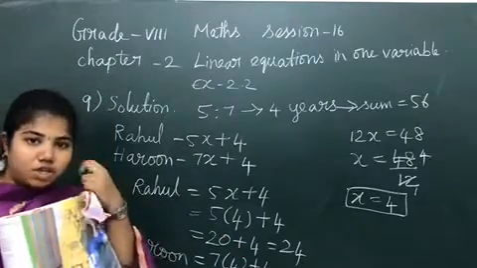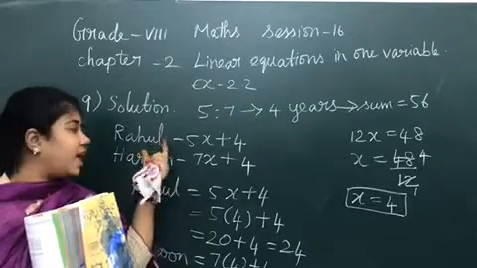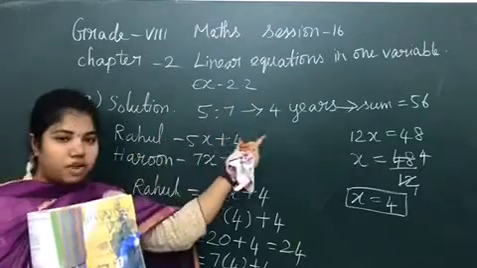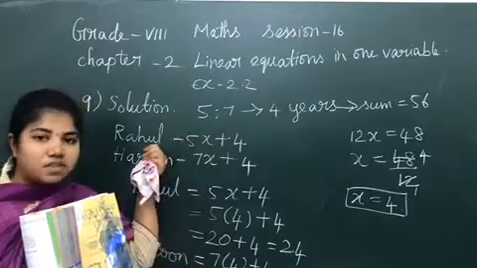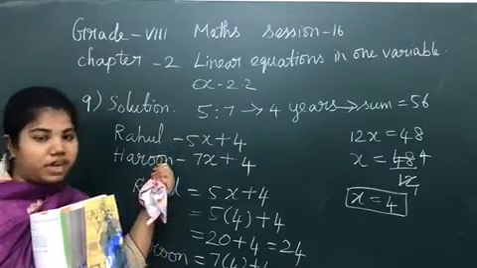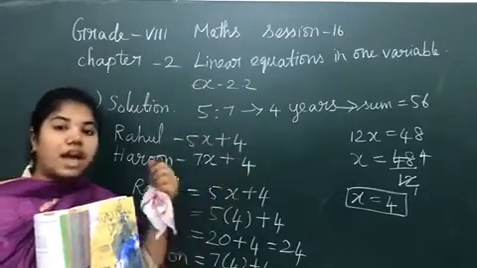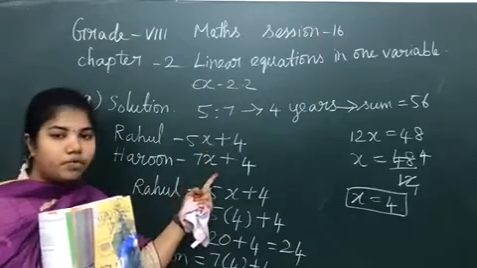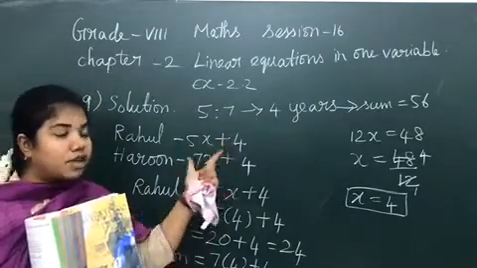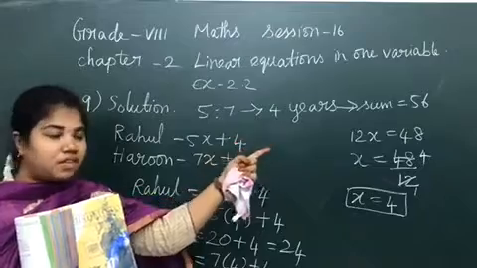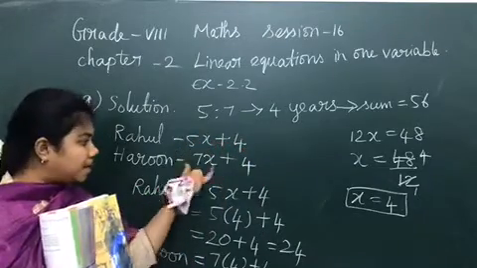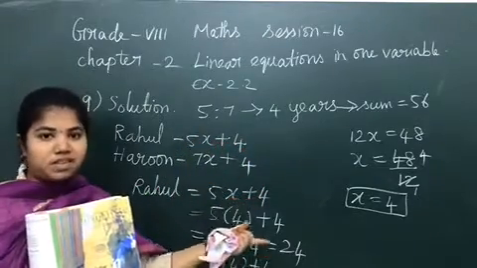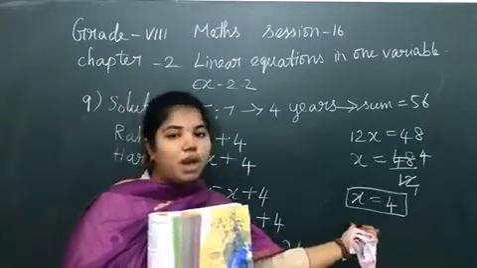What is given in the question is the ratio of the ages of Rahul and Harun is 5:7. So I have taken Rahul's age as 5x and Harun's age as 7x. After 4 years is given, so I have to add 4, so plus 4 for each. And then if you sum these two, you will get 56. So 5x plus 4 plus 7x plus 4 is equal to 56. If you solve, you are getting x value as 4.